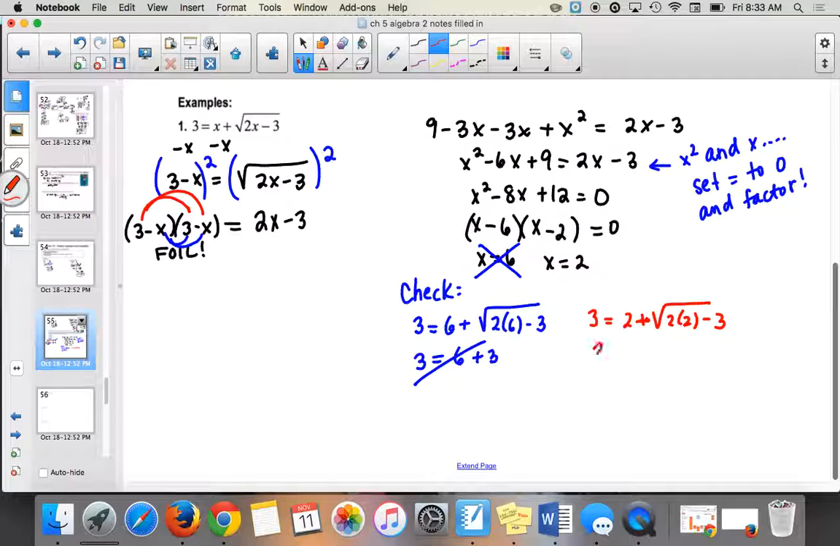So I'm going to have 3 is equal to 2 plus the square root of 4 minus 3. So square root of 1, which is 1. That one does work. So we circle that one.